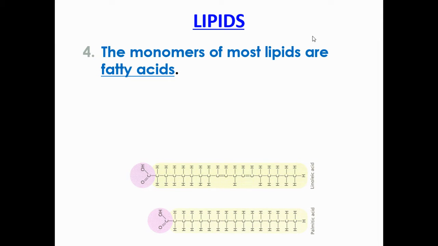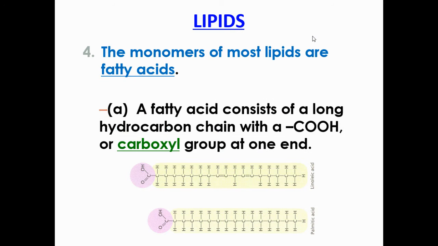The monomers of most lipids are going to be called fatty acids. And hopefully you're writing down the stuff in blue again. I know it seems like a lot right now. Don't worry. I'll stop in a second. There you go. A fatty acid consists of a long hydrocarbon chain with a COOH or a carboxyl group at one end. So the black part you don't write down, the blue part you do write down.